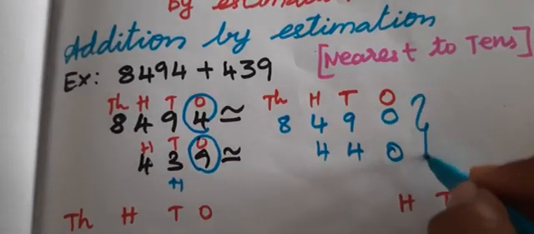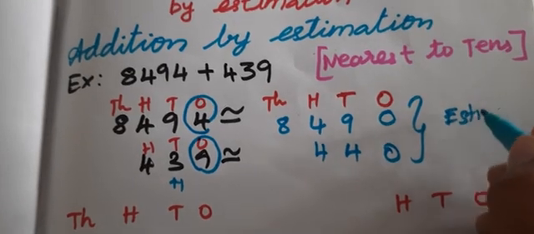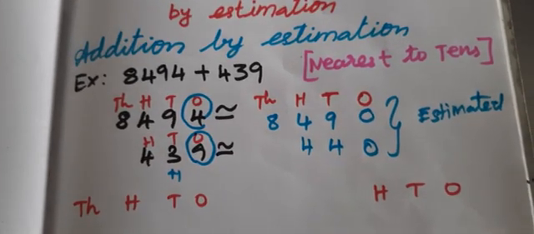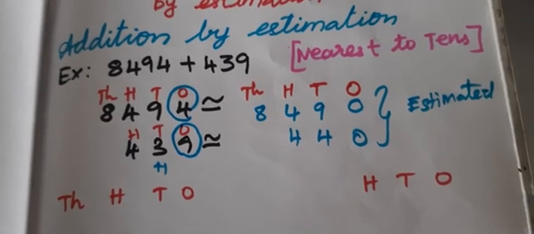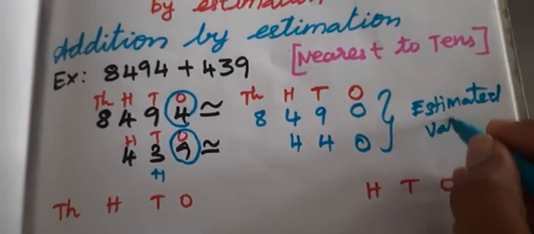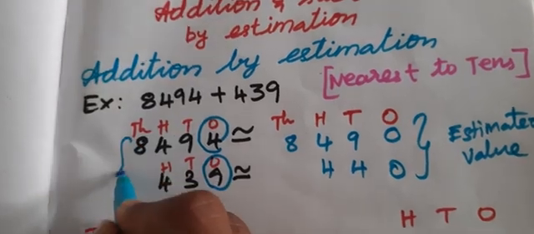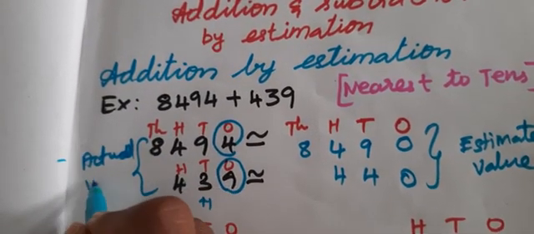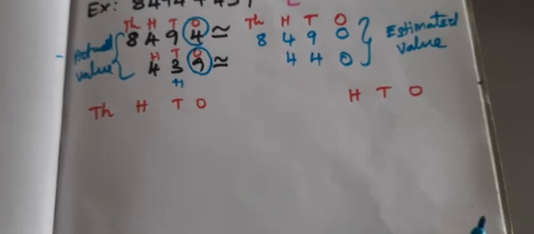This one we call the estimated value. After applying the rounding off concept, we get one answer, and that answer we call the estimated value. This one we call the actual value. Now I am going to arrange the actual values and estimated values column-wise. Okay, listen.